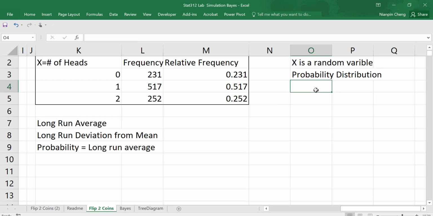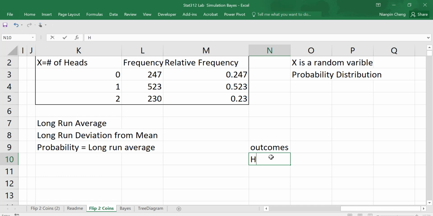So what does this mean? We can theoretically find out the probability x equals 0, 1, or 2. So how can we find out? If we flip 2 coins, see the outcome, okay? So we put here, see outcome.